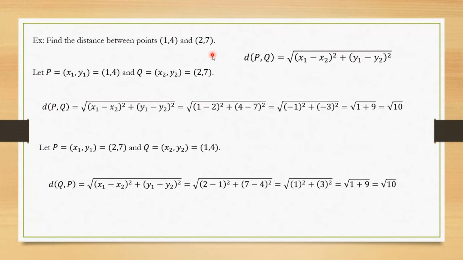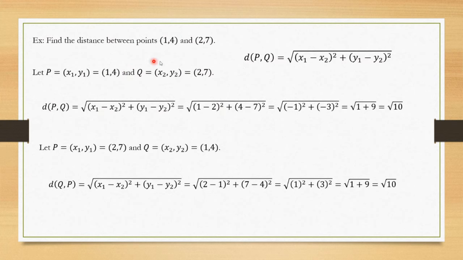Okay, so again, I'm going to say P is the first point. I'm going to let Q be the second point. So what do we do? We subtract. We have the x coordinates here. So what we do is we subtract one x coordinate from the other one. Here I'm doing 1 minus 2. Then I'm squaring that. For the y coordinate, same thing.